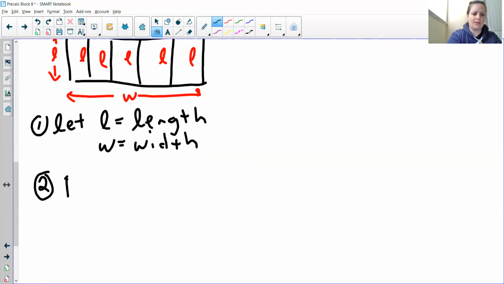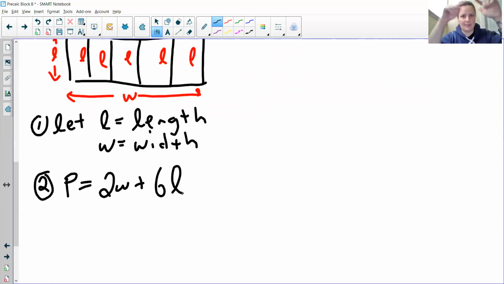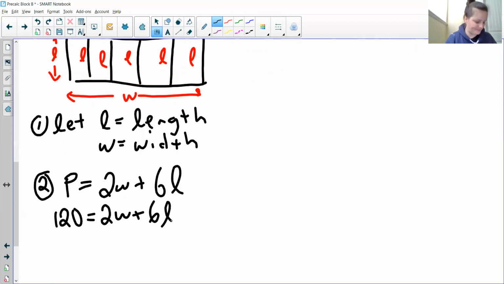So my perimeter will equal, there's 2 widths, there's 2 fence panels that are the same dimensions. We call that the width. And there are 6 panels that have the same length. Right? We also know that the perimeter, I use P for perimeter, but the whole perimeter, all the fencing has the full length of 120. So we know 120 equals 2W plus 6L.